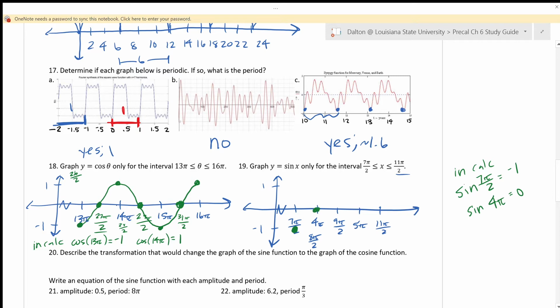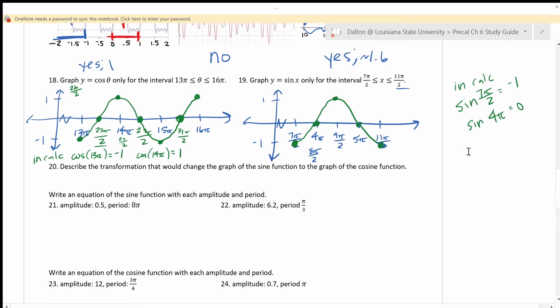Okay, and then if you repeat the process for these other 3 points, at 9 pi over 2, the sine is 1. At 5 pi, it's 0 again. And at 11 pi over 2, it's -1 again. And so there's your curve. Remember to make your curves actually curved and not just draw straight lines from each of those points.